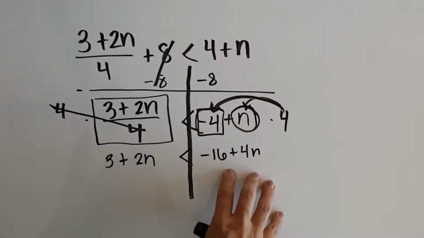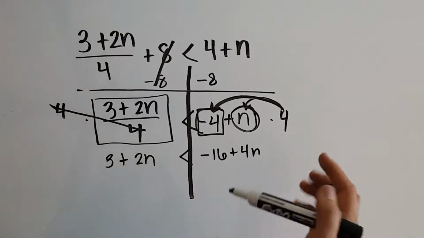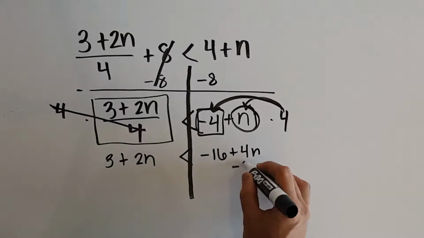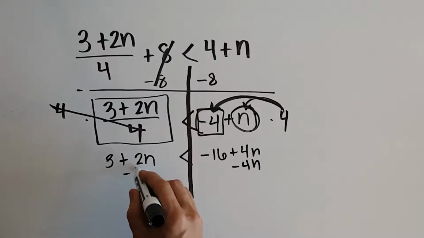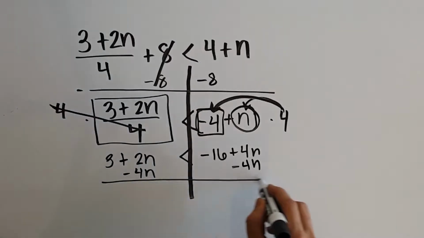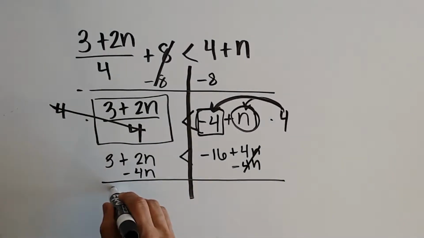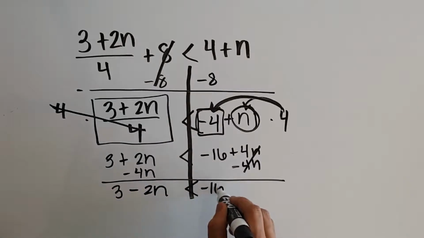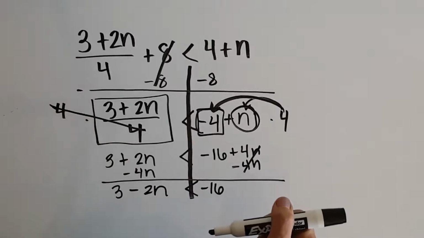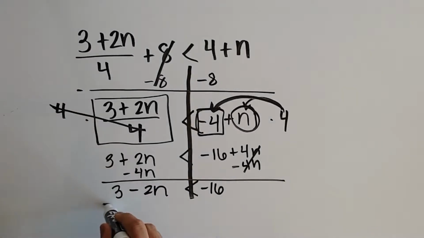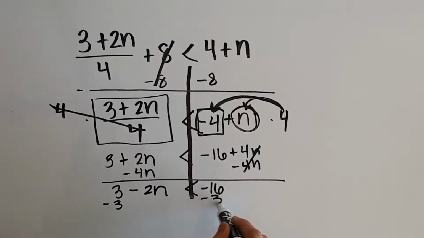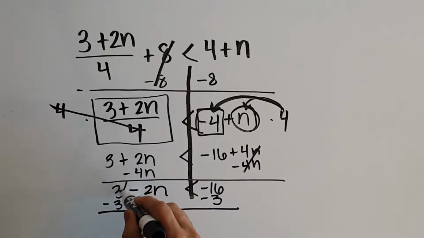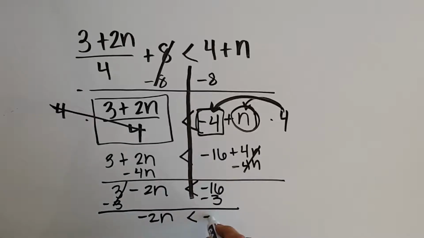So now we have variables on both sides, so we're going to get all of our variables on one side. I'm going to go ahead and subtract 4n from both sides. 3 plus 2n is less than negative 16, and 4n minus 4n is 0, so those cancel. I'm going to keep solving, subtract 3 from both sides. 3 minus 3 is 0. We have negative 2n is less than negative 19.